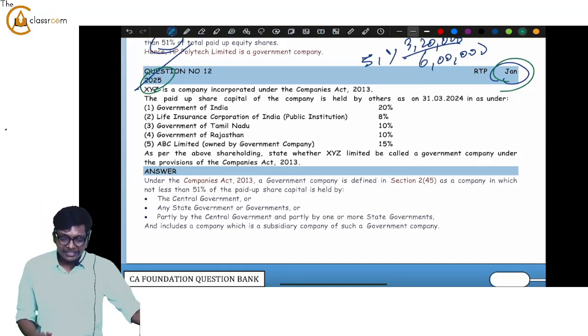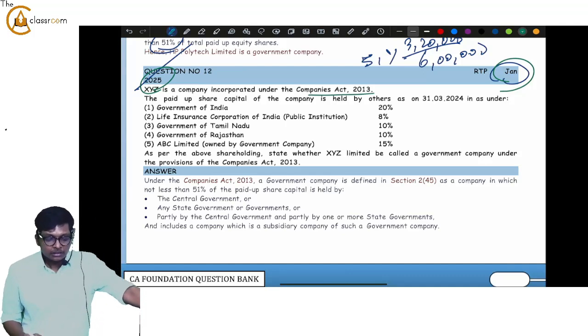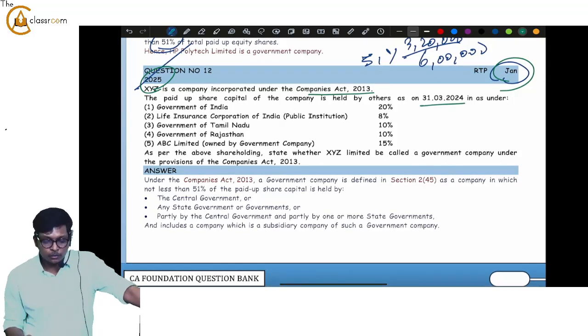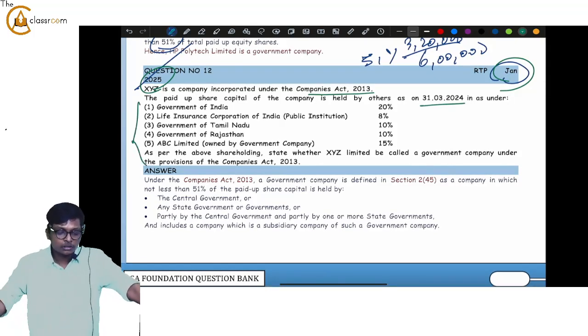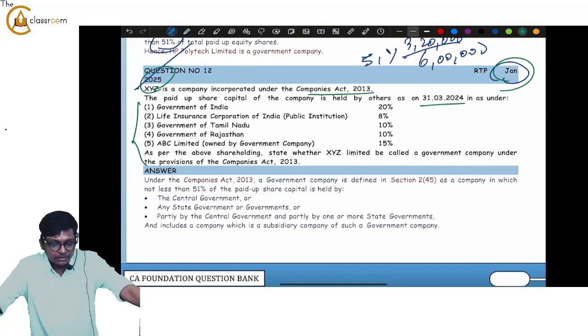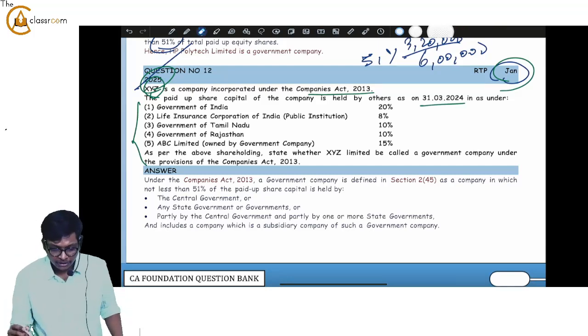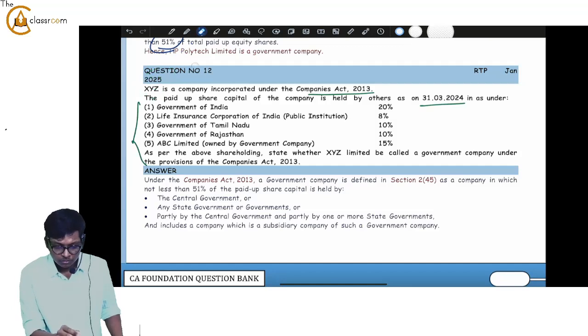Now, the company is incorporated under the Companies Act 2013. The paid up share capital of the company held as of 31st March 2024 is as follows. Who are all holding the shares? Of whom, which company? XYZ. It came in the June exam also. Okay. I should add that. Okay, fine.